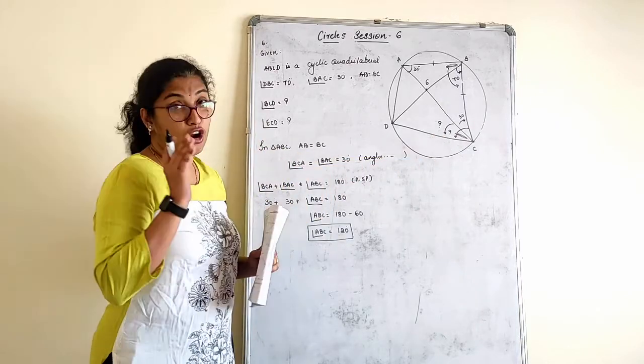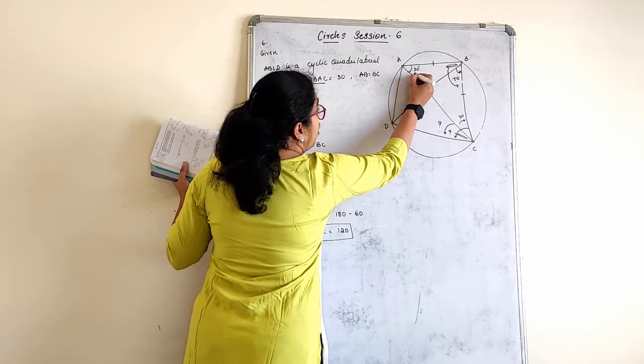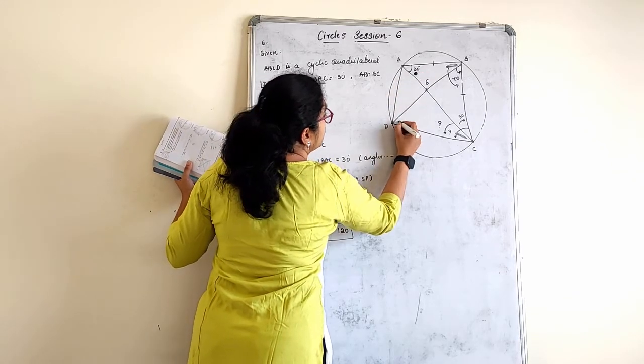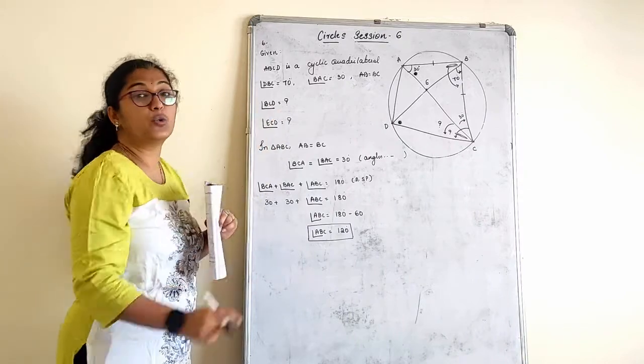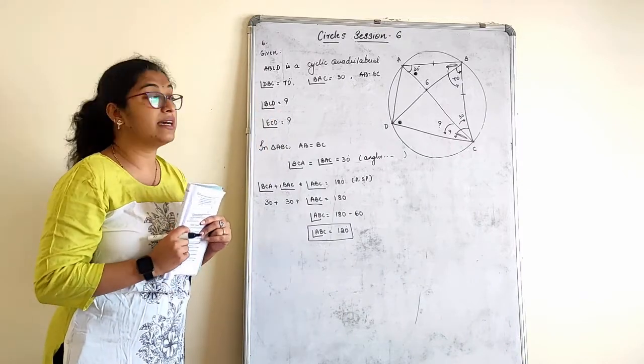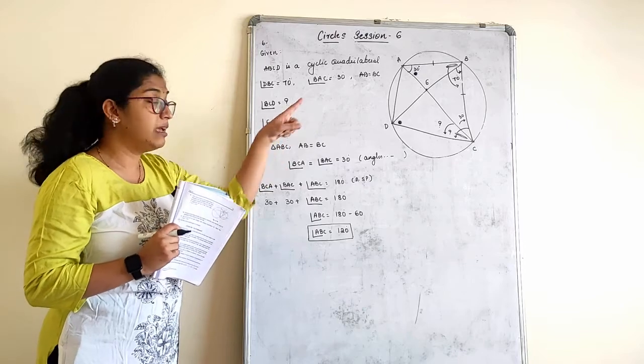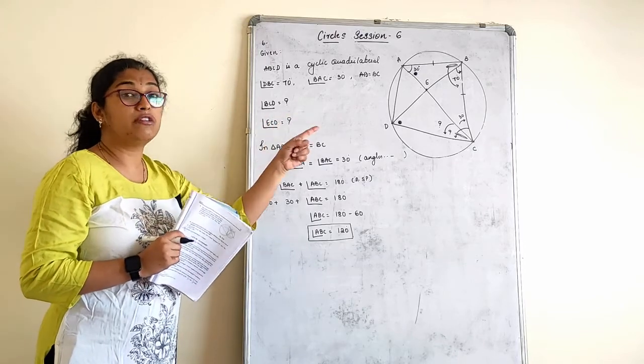One more thing. They have not asked. A dot I'll put here. I'll put one more dot here. Are they same? Yes. 30 is equal to 30. Angles in the same segment are equal. We don't require that, children. But I'm showing you that can also be asked.